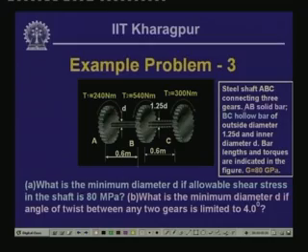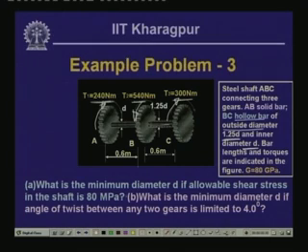Here, steel shaft ABC is connected with three gears at A, B and C, and these gears are transmitting moments of 240 Newton meter, 540 Newton meter and 300 Newton meter, and their directions are as shown. So, these are the three directional values. AB is the solid bar and BC is the hollow bar of outside diameter 1.25 times D and inner diameter D. Bar lengths are given over here, G is 80 GPa.